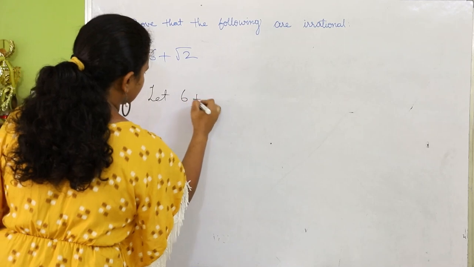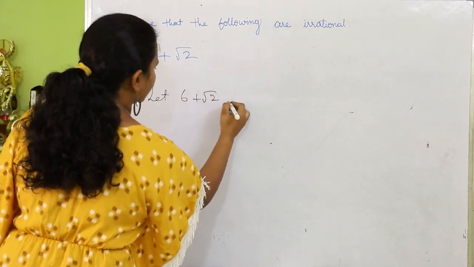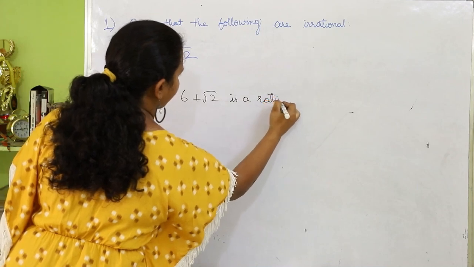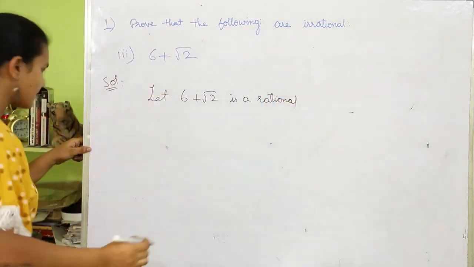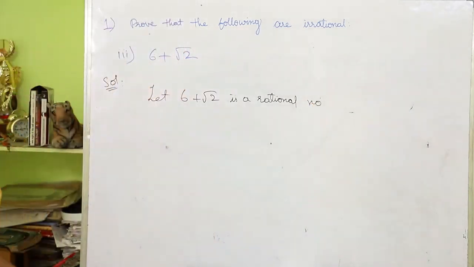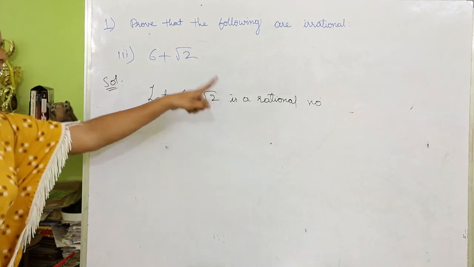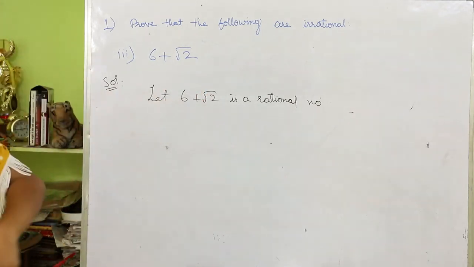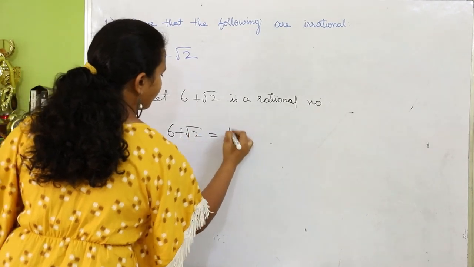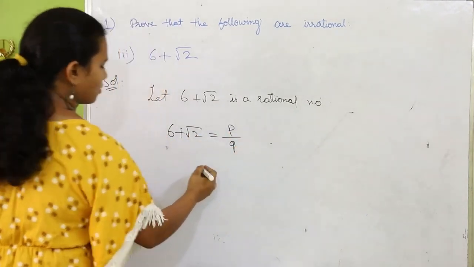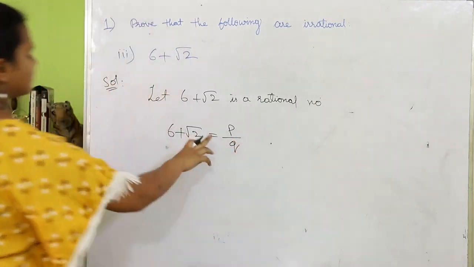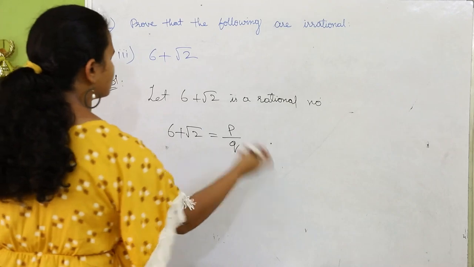Solution: let 6 plus root 2 be a rational number. A rational number means it is in the form of p by q, where q is not equal to 0. So 6 plus root 2 is equal to p by q, where q is not equal to 0.